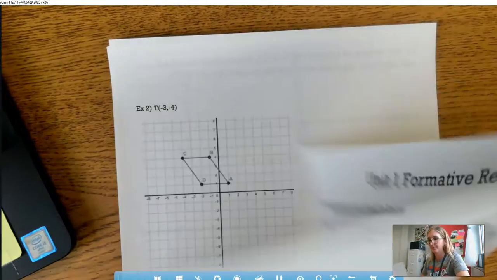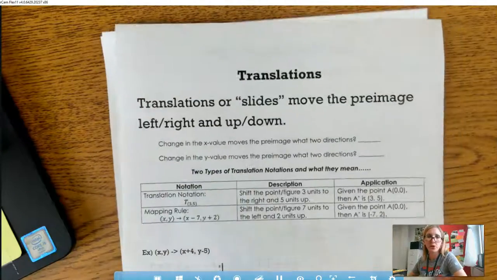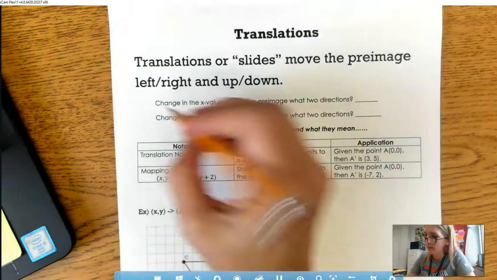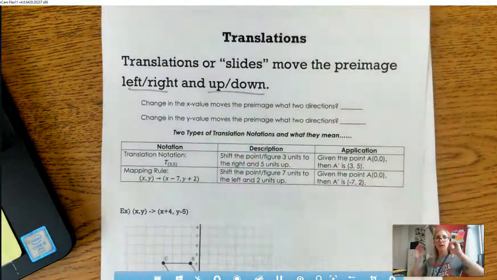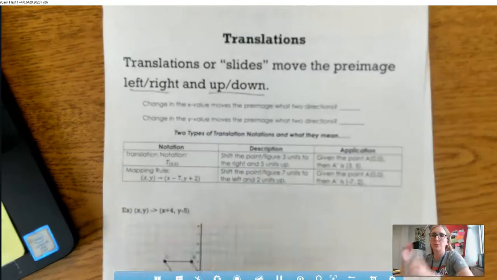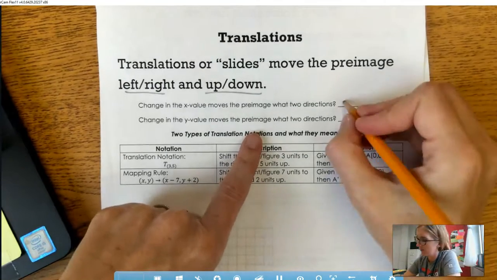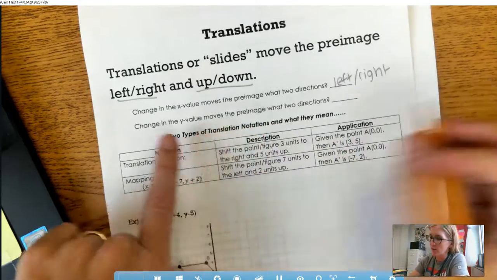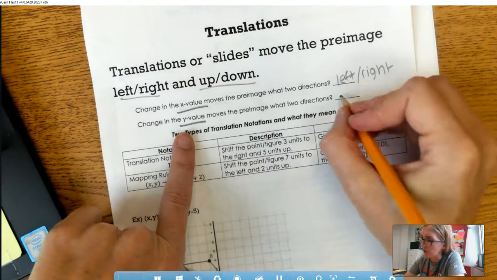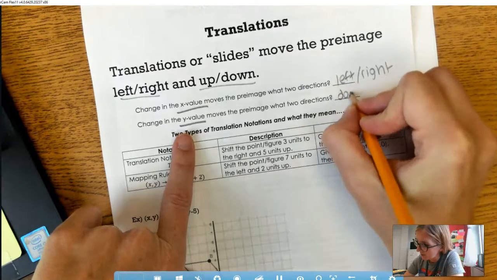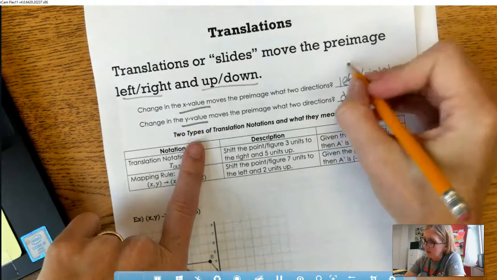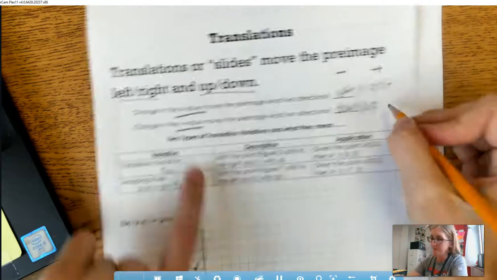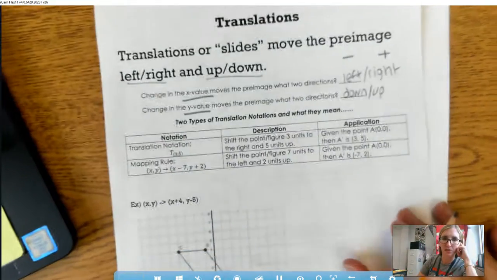All right. Translations. Remember, translations slide or move the pre-image left or right or up and down. A change in the x value will move the pre-image what 2 directions? Left and right. A change in the y value will move the pre-image down or up. Remember, left and down are signified by a negative sign. Right and up are signified by a positive sign.